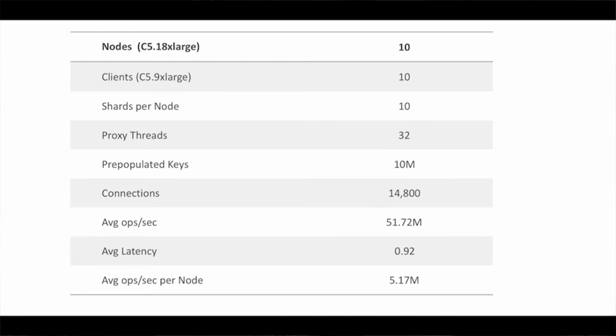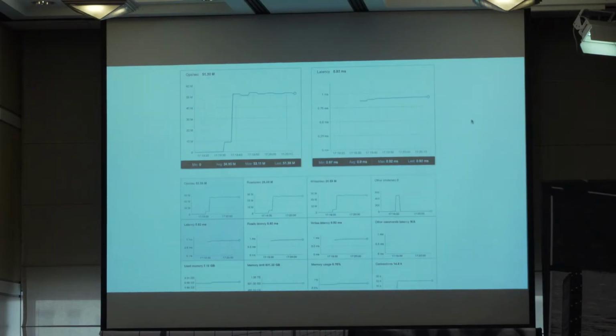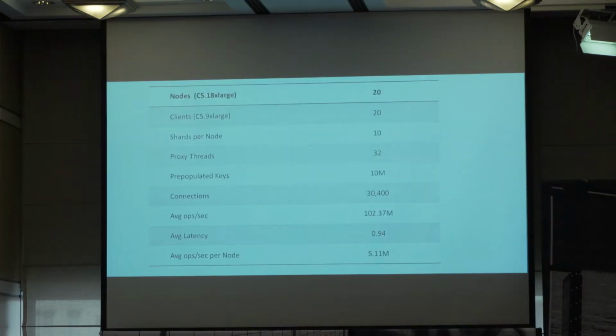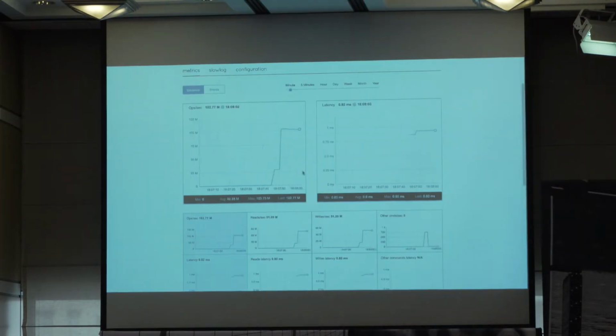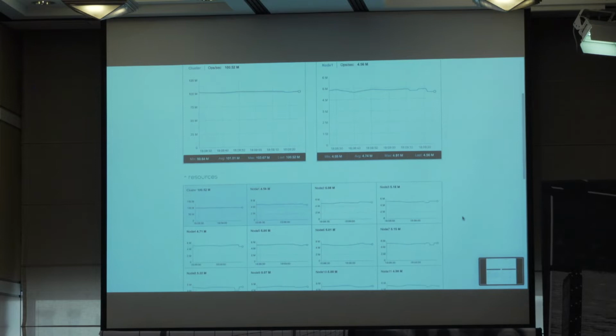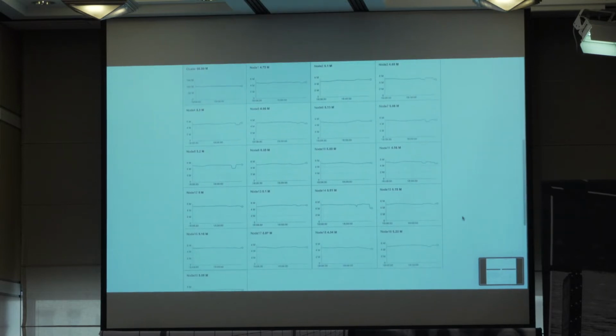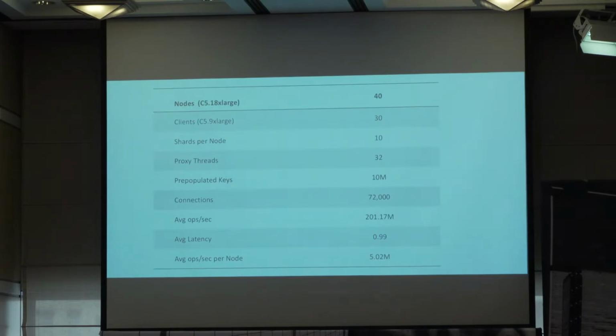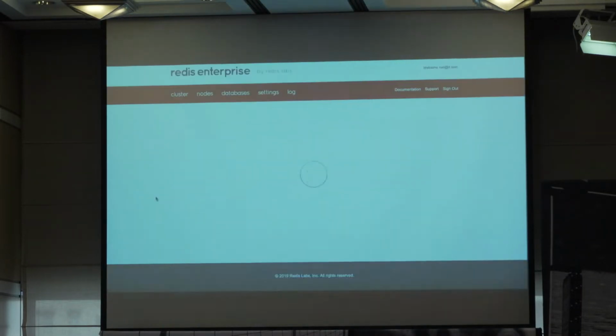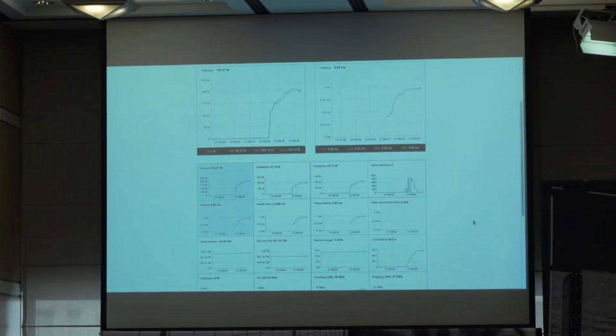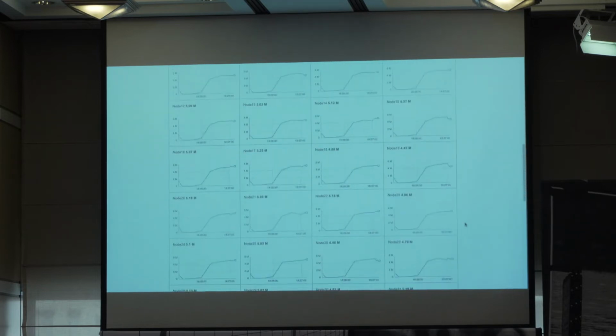This is the example for 10 nodes. We can do 50 million now, with just 10 nodes. 20 nodes, 100 million. And the next one, the final, is 40 nodes. With 40 nodes and 400 shards, we can do 200 million operations per second, maintaining latency under 1 millisecond. Thank you.